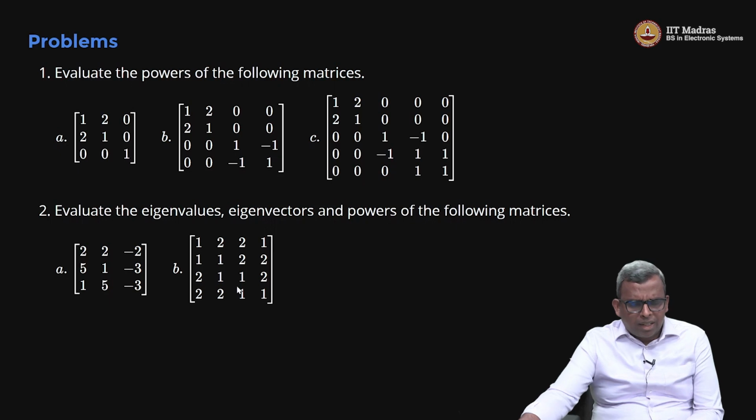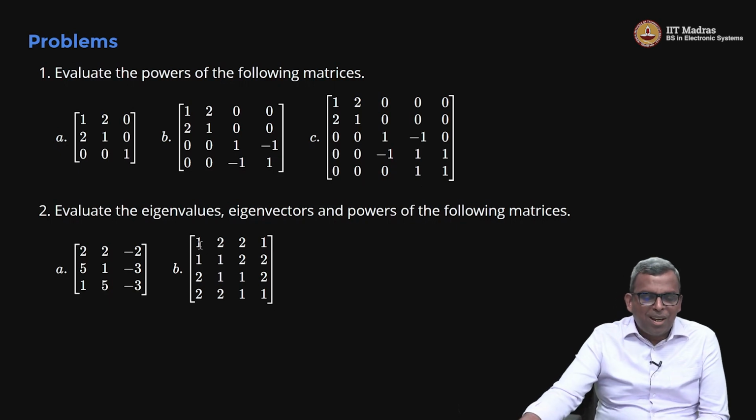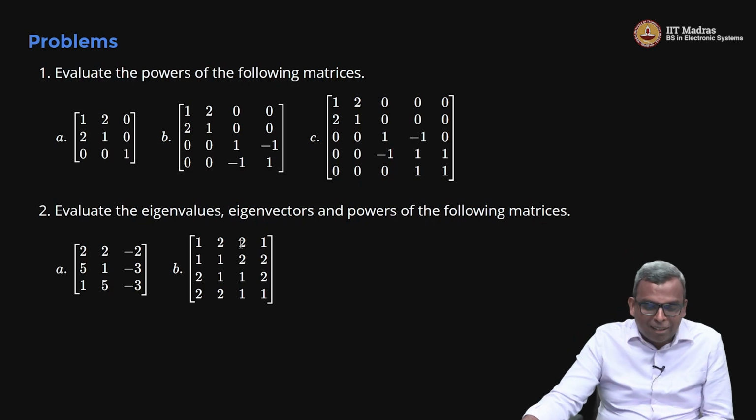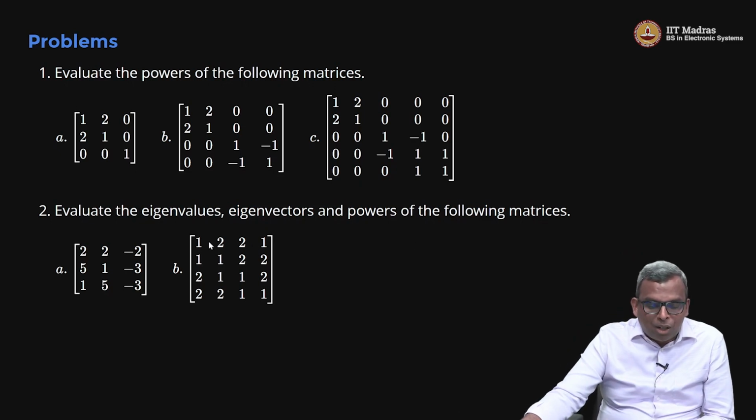Okay. So let's look at the last example. This one looks really confusing. If you see, it's got 1, 2, 2, 1, 1, 1, 2, 2, 2, 1, 1, 2, 2, 2, 1, 1. Wow, looks a little confusing. How do you find eigenvalues, eigenvectors, powers? First thing you can do is see if there is some rank type constraint here.